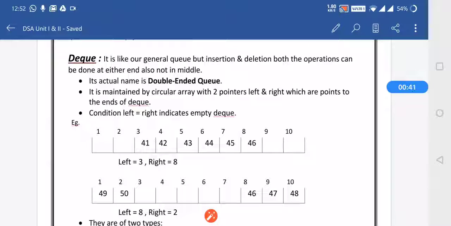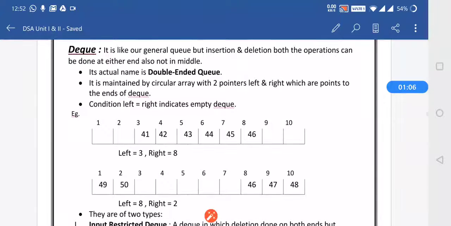We have seen what is done in queue. It is having one end for insertion, another end for deletion. But in double-ended queue, the insertion and deletion can take place at either end. We cannot insert and delete the element in the middle. We can insert and delete element only from the ends. Its name is double-ended queue.